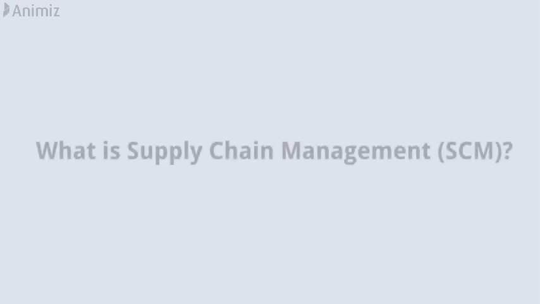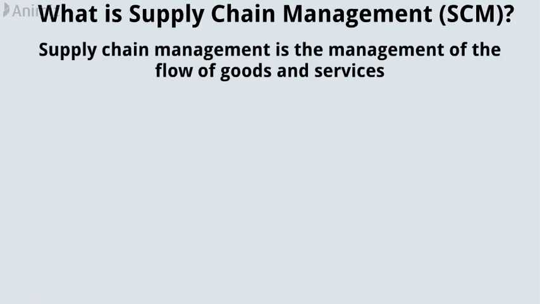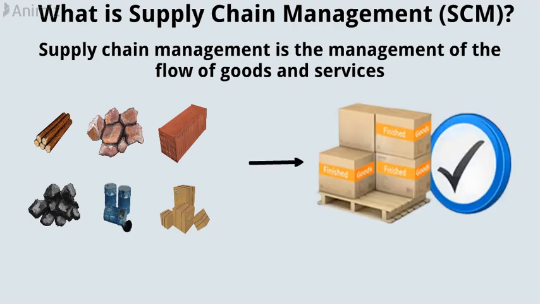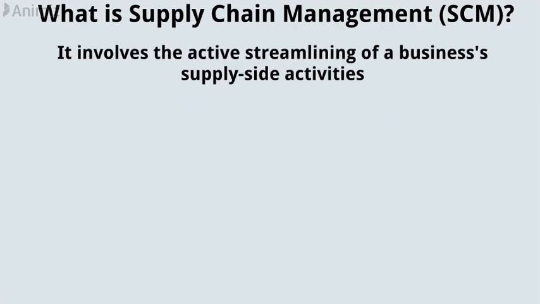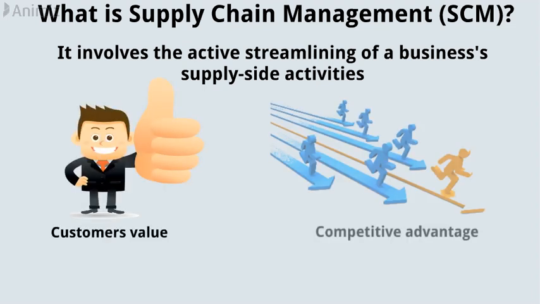Now come to what is supply chain management or SCM. Supply chain management is the management of the flow of goods and services, and includes all processes that transform raw materials into final products. It involves the active streamlining of a business's supply-side activities to maximize customer value, and gain a competitive advantage in the marketplace.